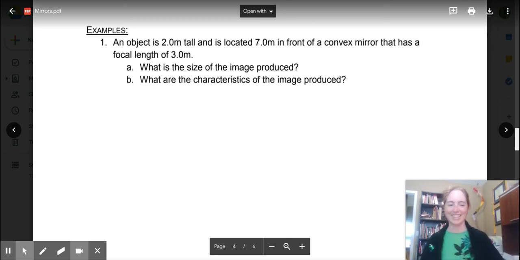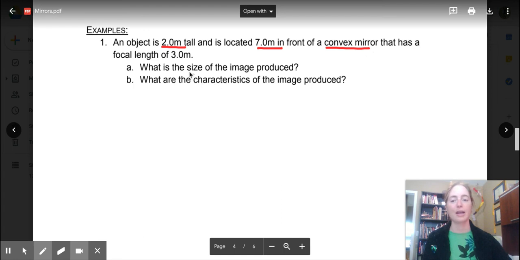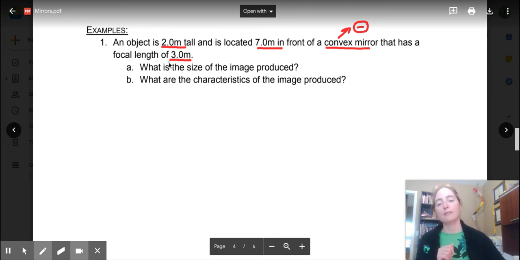Okay. So what we have is a pen. An object is 2 meters tall and is located 7 meters in front of a convex mirror that has a focal length of 3 meters. Now, convex mirror. According to our table above, the second B of a convex mirror is going to be negative. It's always going to be negative in that mirror. What is the size of the image produced?